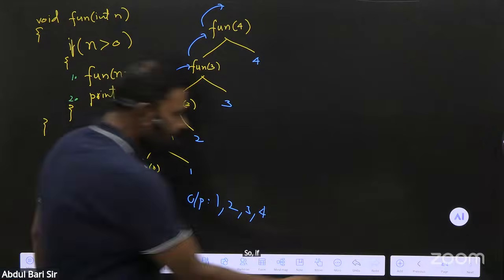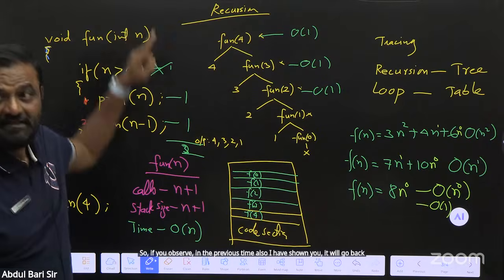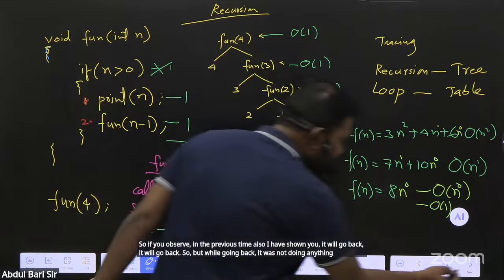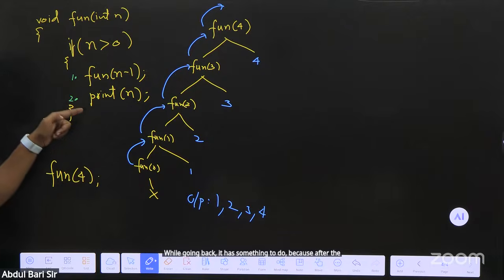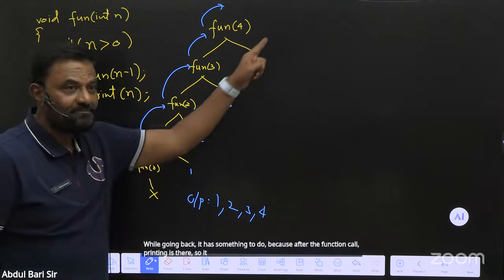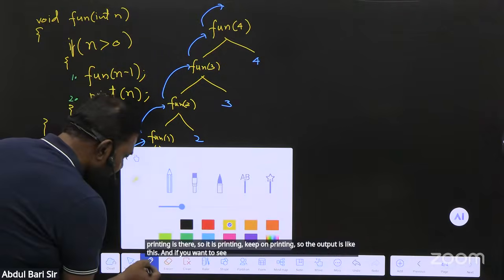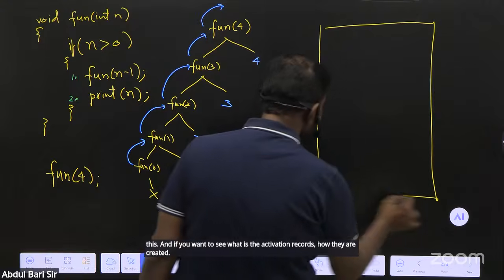If you observe, in the previous time also I have shown you, it will go back. But while going back, it was not doing anything. This time, while going back, it has something to do, because after the function call, printing is there. So it keeps on printing. So the output is like this. And if you want to see what the activation records are, how they are created, let us draw this.